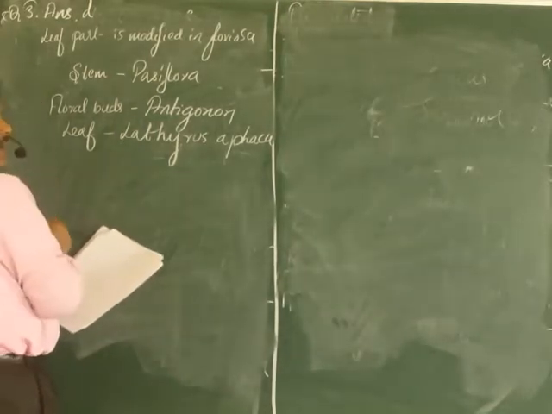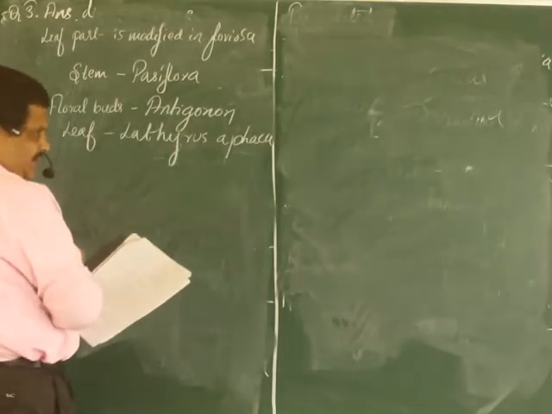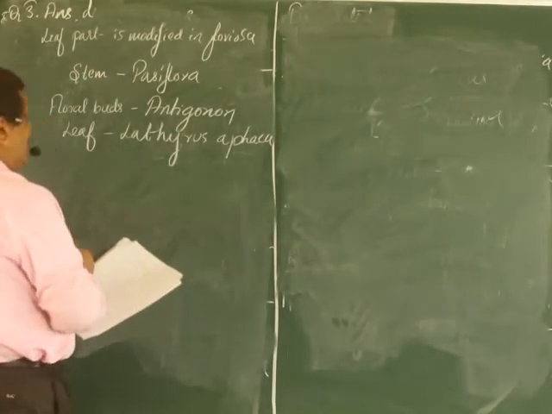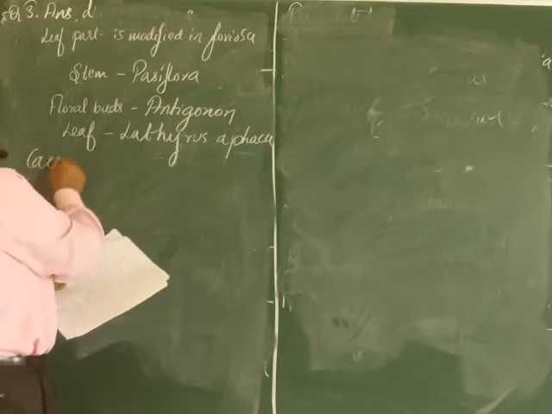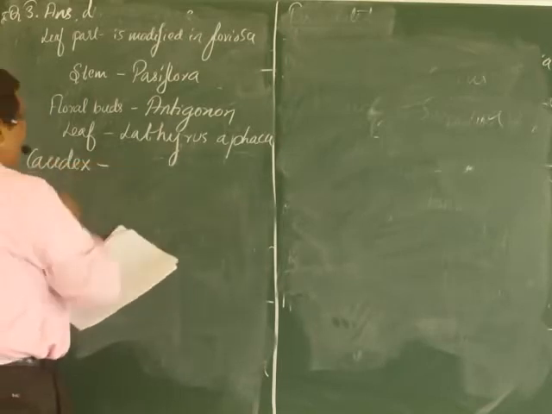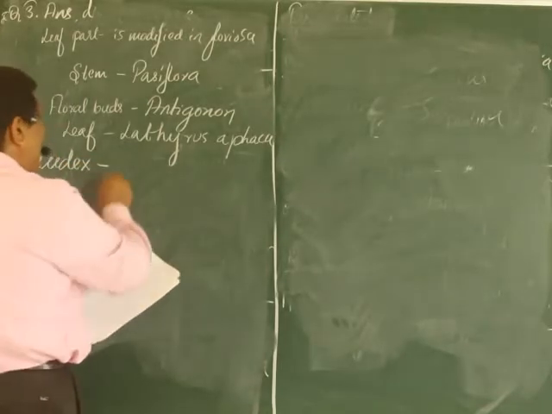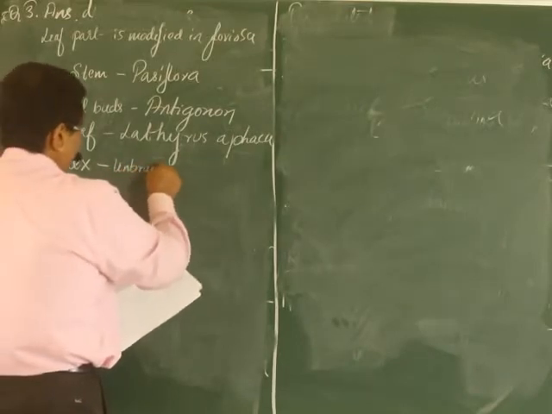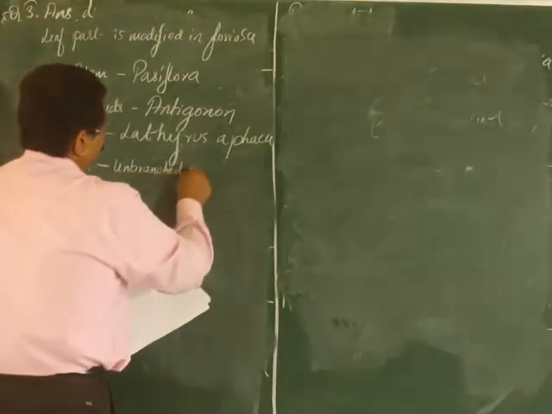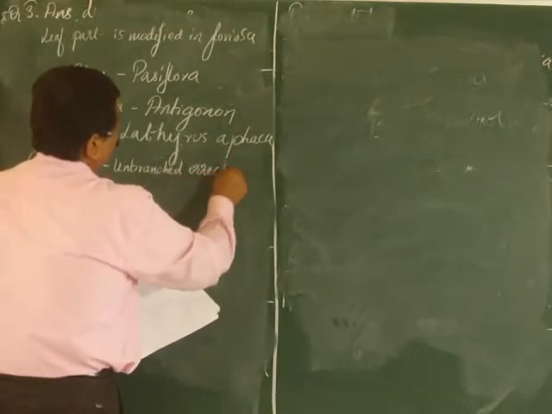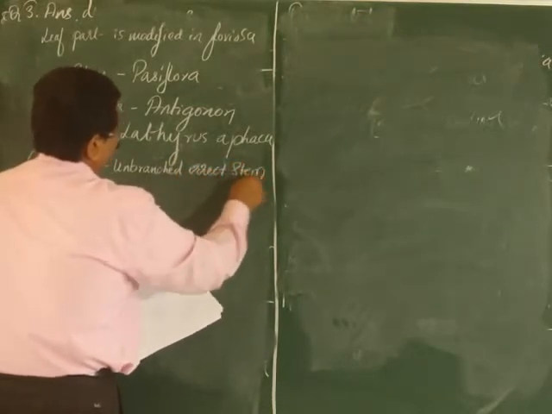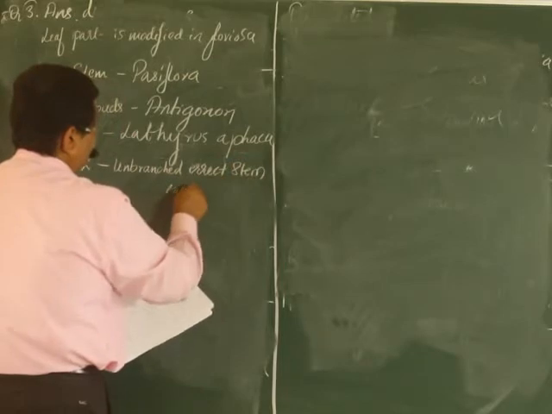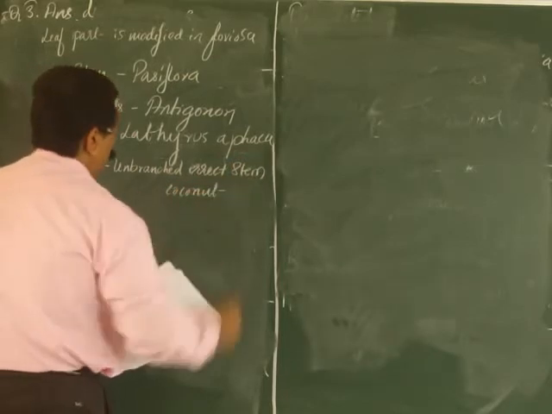In some books, NEET books, they use the term caudex. It means unbranched erect stem. It is seen in coconut plant.